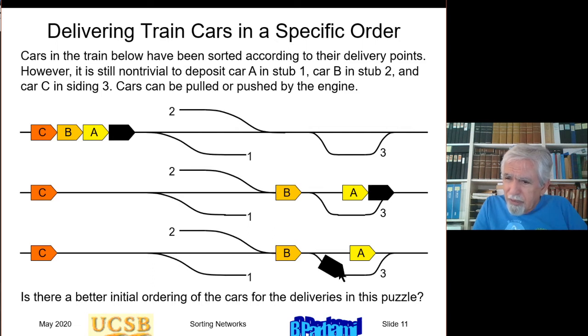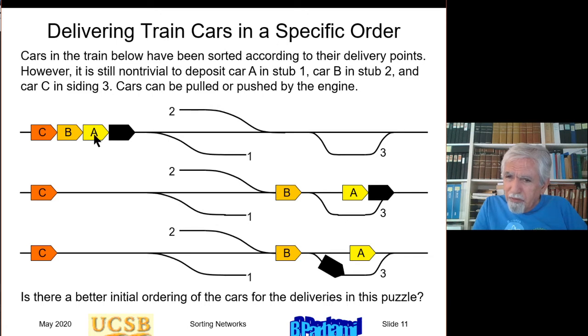then puts car C here, and then it can either go to some other destination or go back to where it came from, having delivered all 3 cars to the destination. Notice that the engine had to go back and forth between these points. Now, if you imagine that these 3 destinations are not close to each other, maybe there are tens of miles away, this is very wasteful.